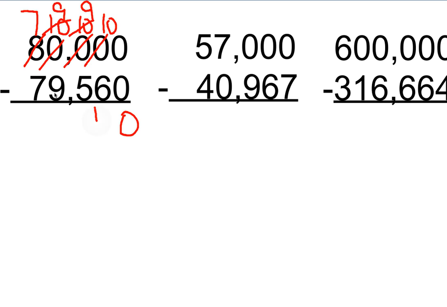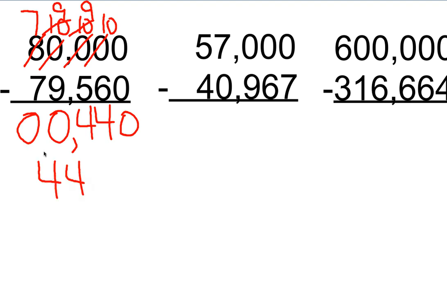10 take away 6 is 4. 9 take away 5 is 4. 9 take away 9 is 0. And 7 take away 7 is 0. So really, our difference is 440.